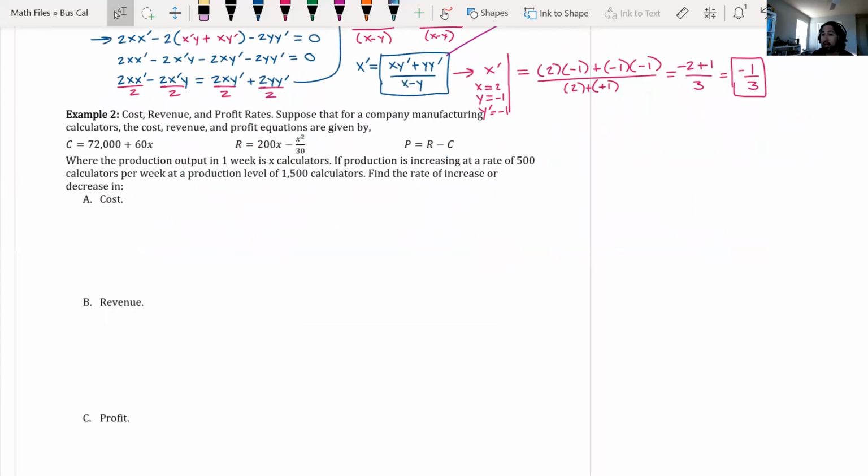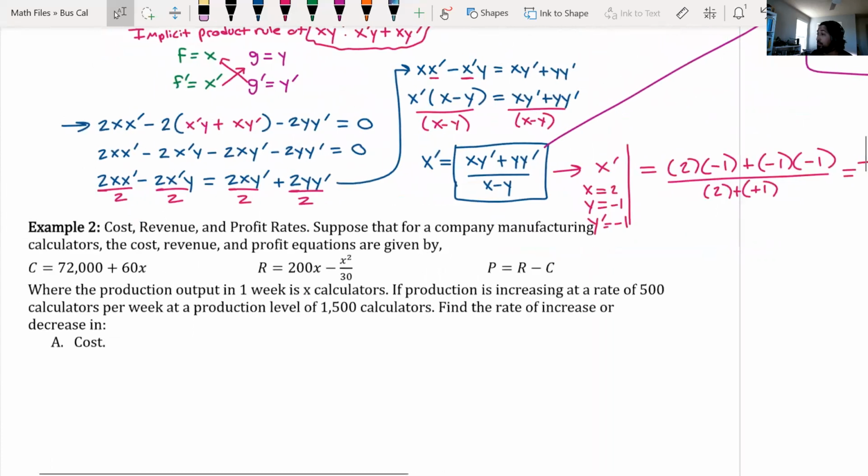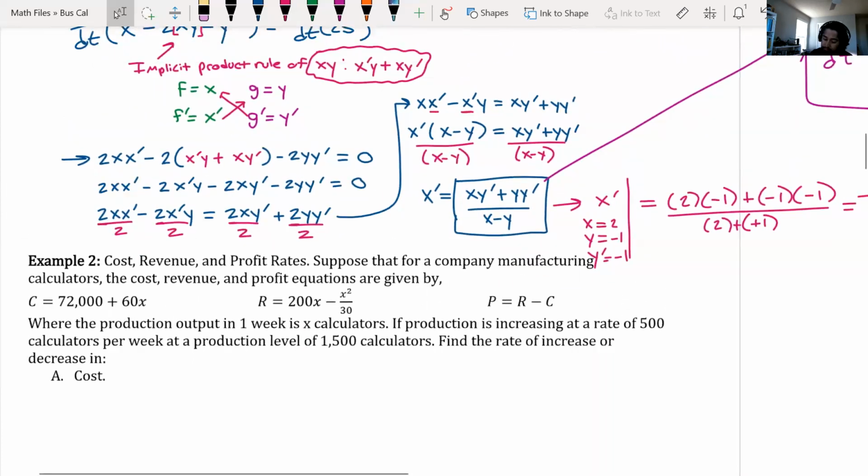cost, revenue, and profit. Okay, so before we even start messing with the equations, we have to put labels on what the problem's giving us. So here we know that x represents the number of calculators. So we're going to say that x is the number of calculators.